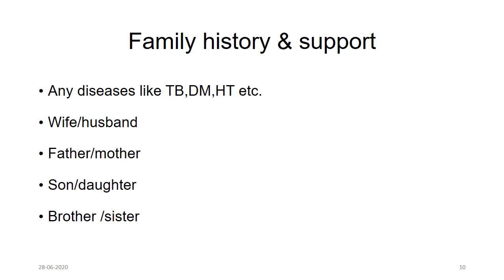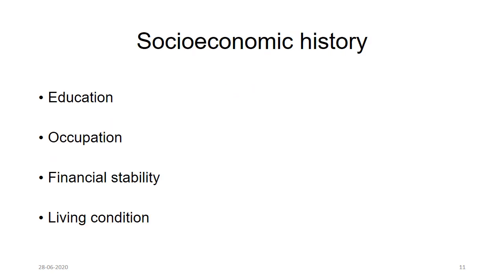Then, regarding family history, we have to ask whether there is any history of tuberculosis, diabetes mellitus, and hypertension in the family, and also whether the patient will get any support from close relatives and friends, like from brothers and sisters or close friends.